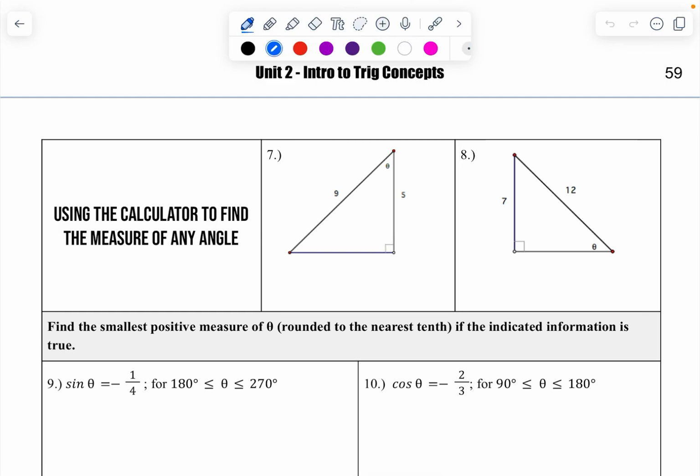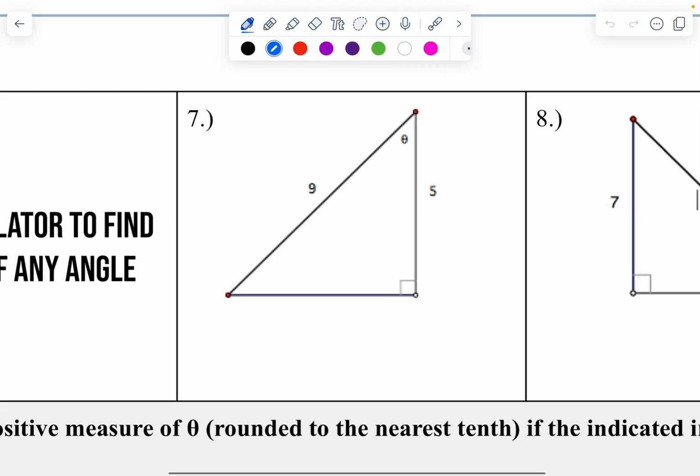Using the triangle to find the measure of any angle. So we have a right triangle here, and we see the hypotenuse is 9, one side is 5, and we need to figure out what is the measure of angle theta. And so what we know is that we have the adjacent side and we have the hypotenuse, and the trig ratio that relates those two things is the cosine.